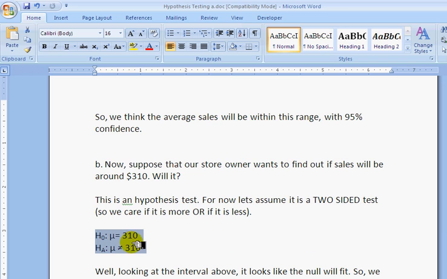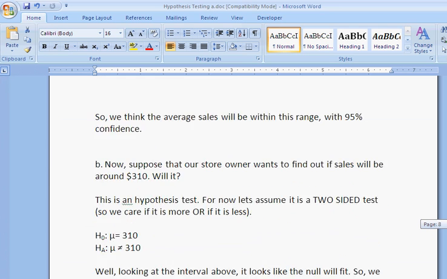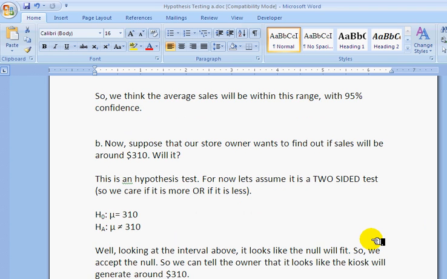Well, what we do is we take our null hypothesis of 310 and go look at the interval above. So we look at this interval. When ordered by size, does 310 fit between 307 and 314? Well, yes it does. That means that very readily the true mean could be 310. So we can report that we accept the null hypothesis. Furthermore, we can say we accept the null hypothesis, and it looks like the kiosk will indeed generate around $310 a day in sales.